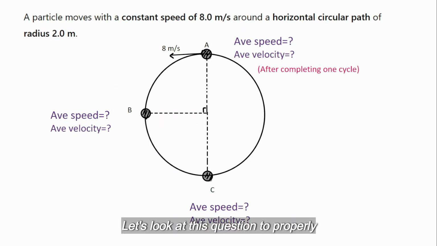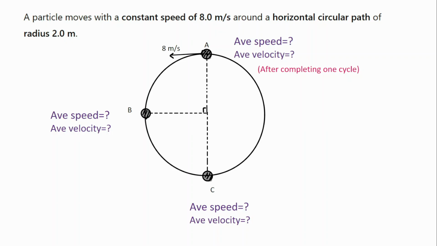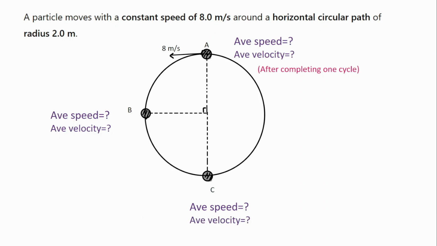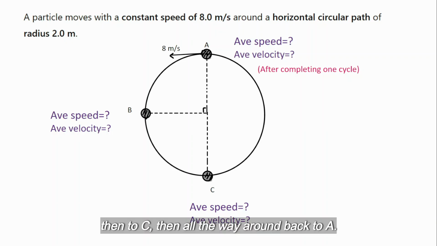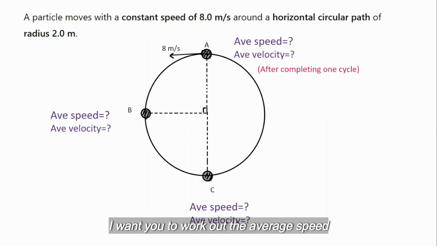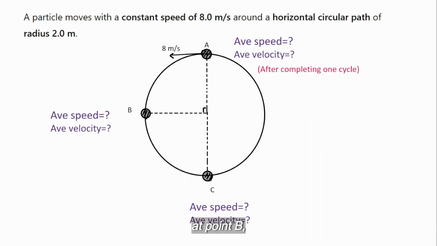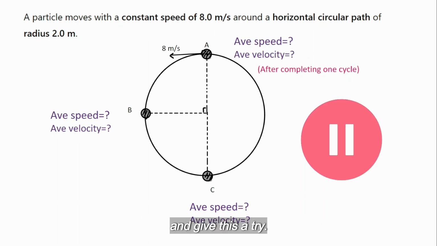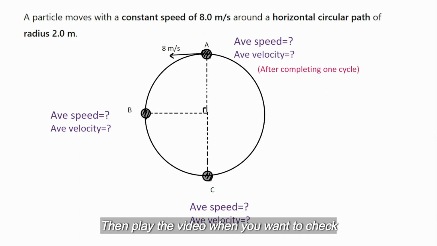Let's look at this question to properly understand this. A particle is moving in a horizontal circular path at a constant speed of 8 meters per second. As you can see, the radius of the path is 2 meters. I have marked 3 places. It starts from A, then it goes to B, then to C, then all the way around back to A. I want you to work out the average speed and average velocity at point B, at point C, and at point A, after completing one cycle. Please pause the video and give this a try. Then play the video when you want to check the answers.